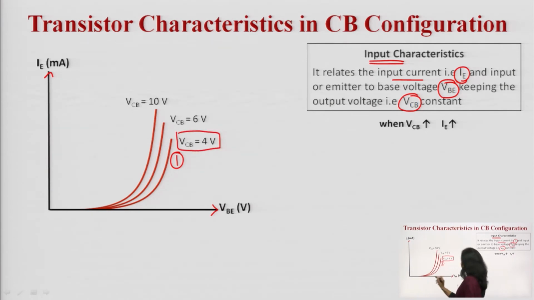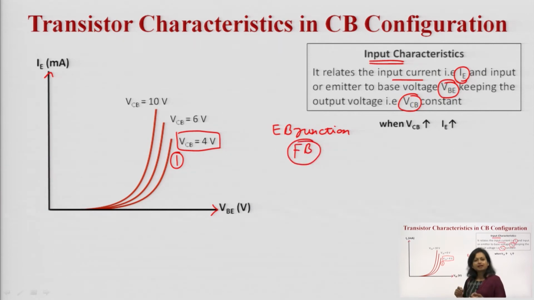You know that when you keep increasing, because you are plotting this curve for the input section, the emitter base junction is forward biased. It is the same characteristic curve as the PN junction characteristic curve in forward bias. Initially a small amount of current flows, but upon increasing voltage, there is a sharp increase, and that particular voltage is known as the knee voltage. This is the knee voltage.